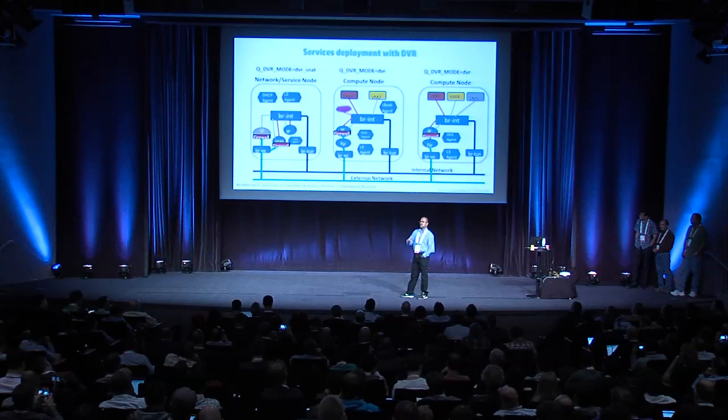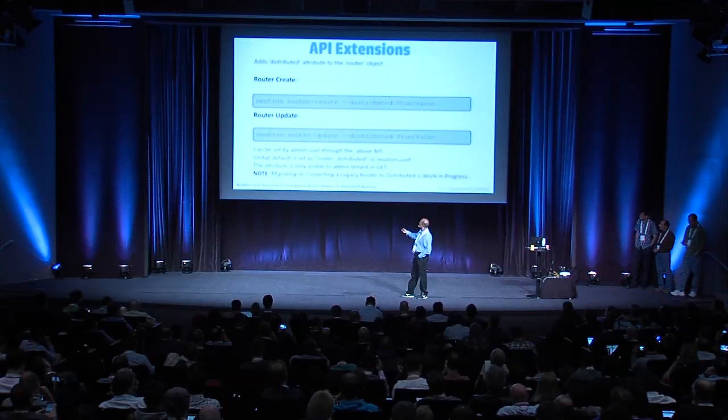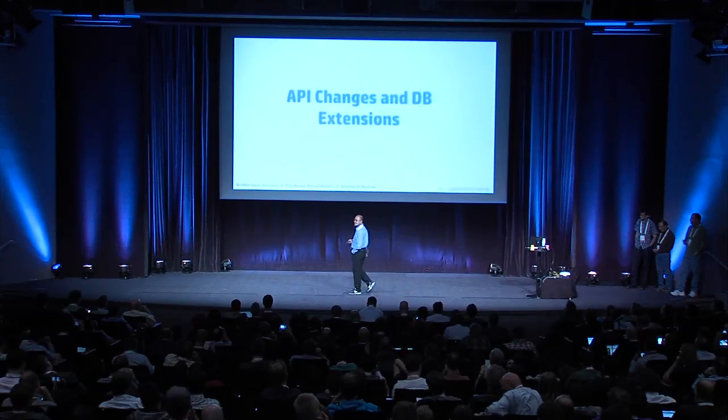And as I said, for the VPN, we do have a patch. And the implementation that we have for the VPN is that VPN will also reside on the SNAT namespace. So the next one is API changes and extensions.